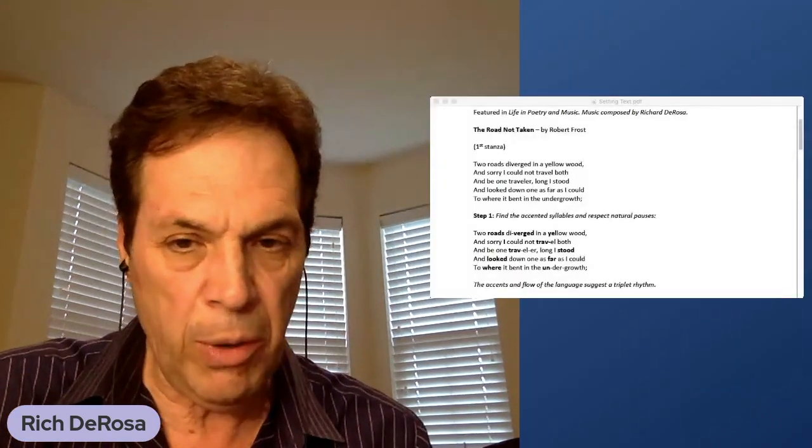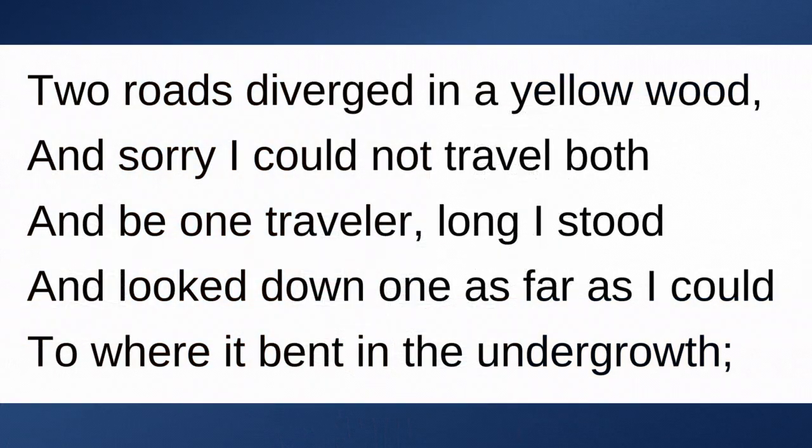I completed a piece recently, it's actually a large 8-movement work titled Life in Poetry and Music. This is the 6th movement that I'm going to share with you, just the first stanza. It's a very popular Robert Frost poem, The Road Not Taken. Two roads diverged in a yellow wood, and sorry I could not travel both, and be one traveler, long I stood, and looked down one as far as I could, to where it bent in the undergrowth.